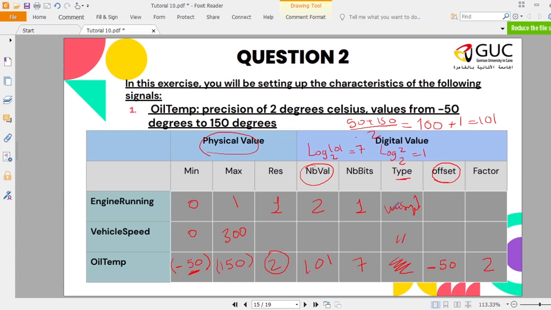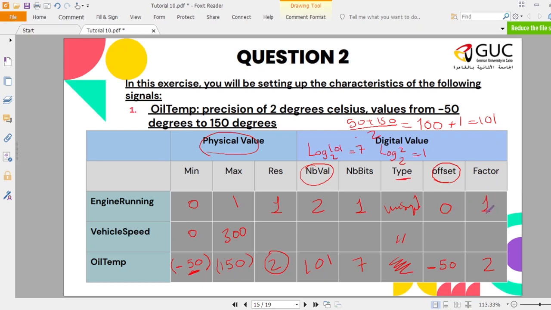Still unsigned. The type of the 3 is unsigned. So we go to the offset. Do we start somewhere other than 0? No. So our offset here is 0. Do we have a factor? Yes. The factor again is the disguise name or the fancy name of resolution. When it says resolution, we are talking about the physical value. If we are talking about the factor, it is the digital value. Okay. So the factor is the resolution, which is 1 in our case.